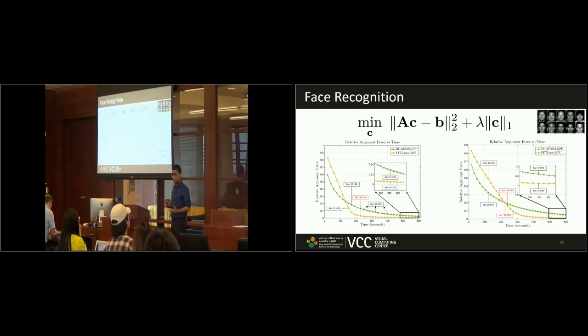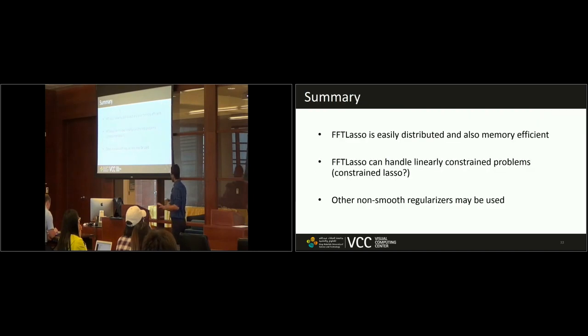Of course we did some face recognition experiments, and if we compare with a different metric, in this case the classification accuracy for the face recognition task, we're still doing well, not only in minimizing the objective. All right, so it seems like it's easily distributed. There are also some experiments on the memory efficiency of the method, and it can also handle linear constraints, because the solver itself can handle linear constraints. This is not necessarily restricted to one-norm regularizers, but to other regularizers that are simple enough and have element-wise proximal operators. But the LASSO problem is very well appreciated, at least in the vision community.